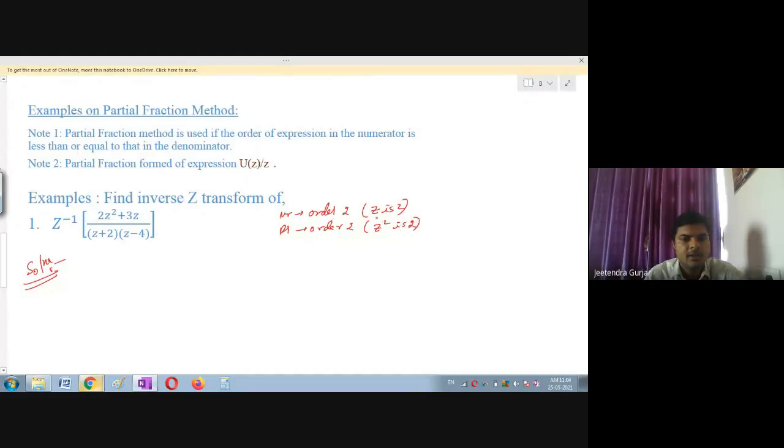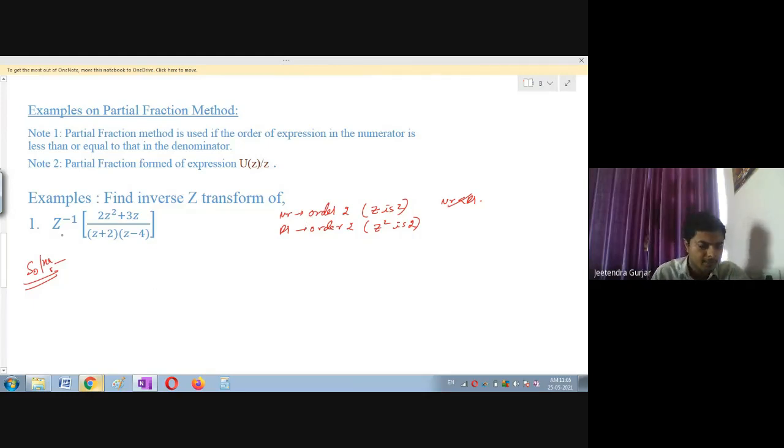So what it says is, you can apply the partial fraction only when the order in the numerator and the order in the denominator are equal, or the order of the numerator is less than the denominator. Therefore, this method can be applied here. Okay, so we will apply this, students.